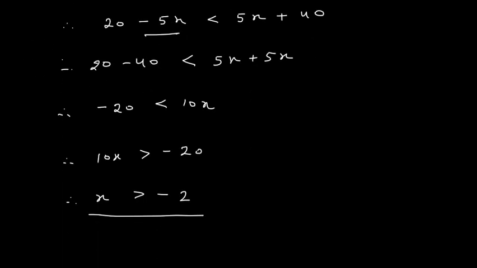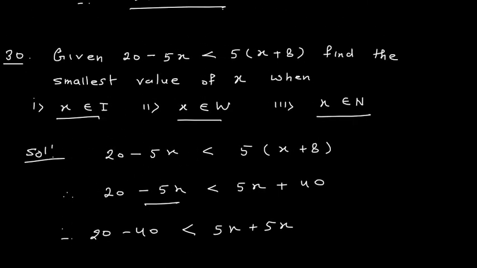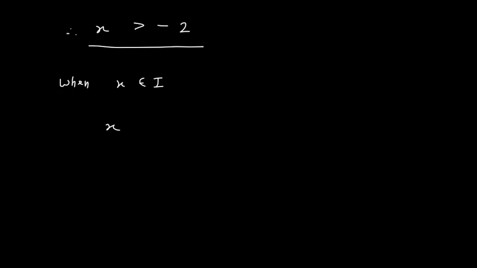Now x is greater than minus 2. In the first part, x is integer. So when x belongs to integer, we have to find the smallest value of x. As x belongs to integer and it is greater than minus 2, the smallest value is minus 1.